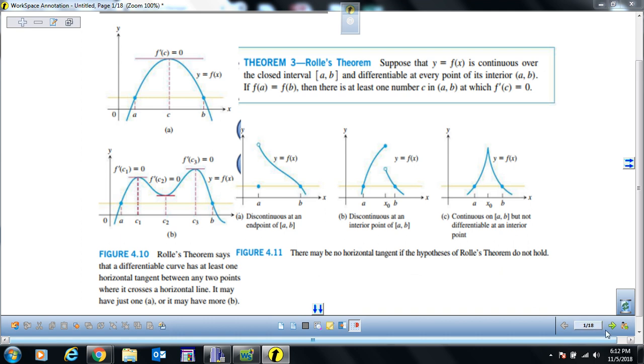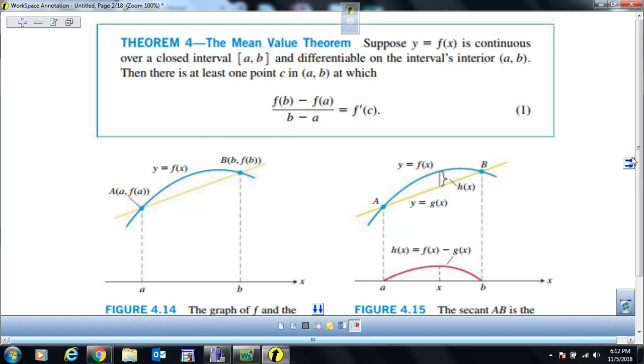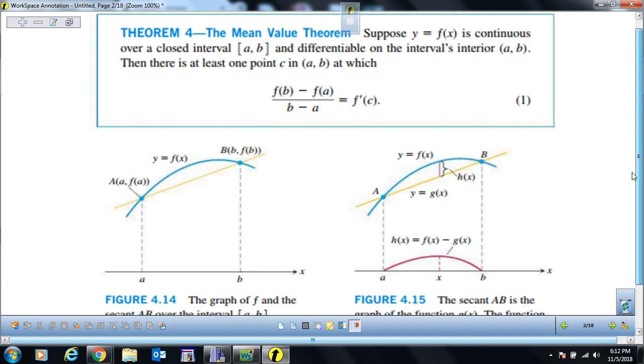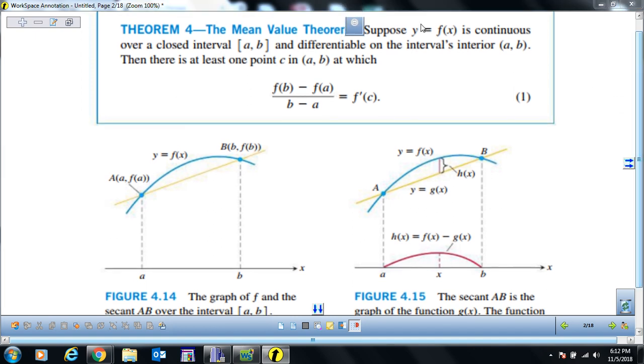Okay. Now moving on to another theorem that is also important. Based on what we read right now, we have here the mean value theorem. Very similar to the one that we read. Suppose that there's a function f of x that is continuous over a closed interval a through b and differentiable on the interval's interior points a through b, but not necessarily differentiable at a and b, just in between. But it has to be continuous all the way from a up to b, including the endpoints.